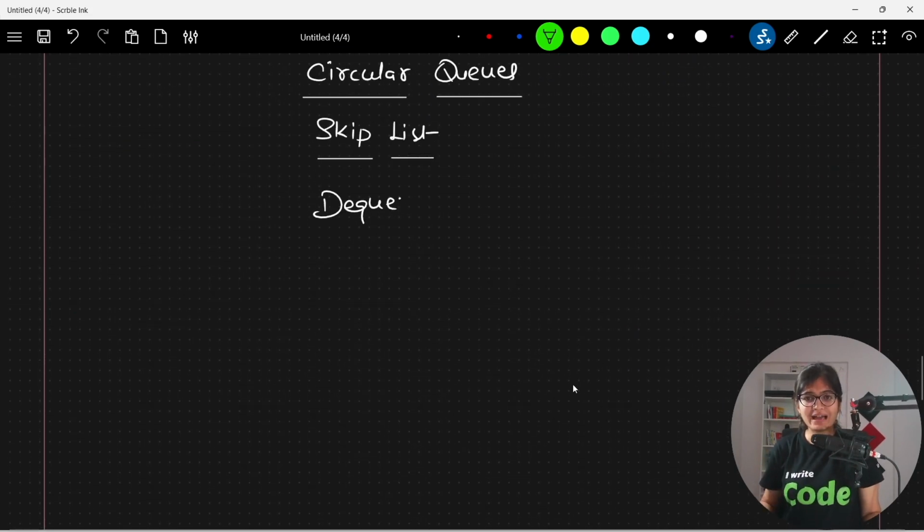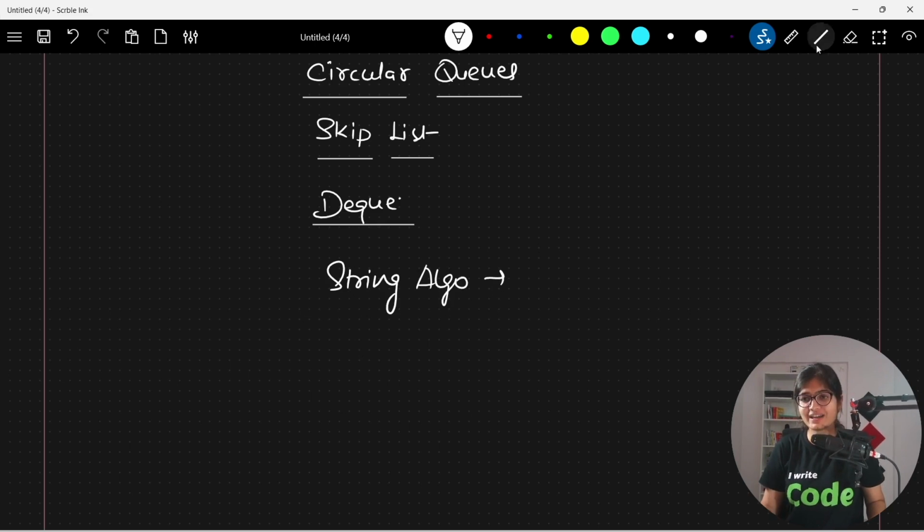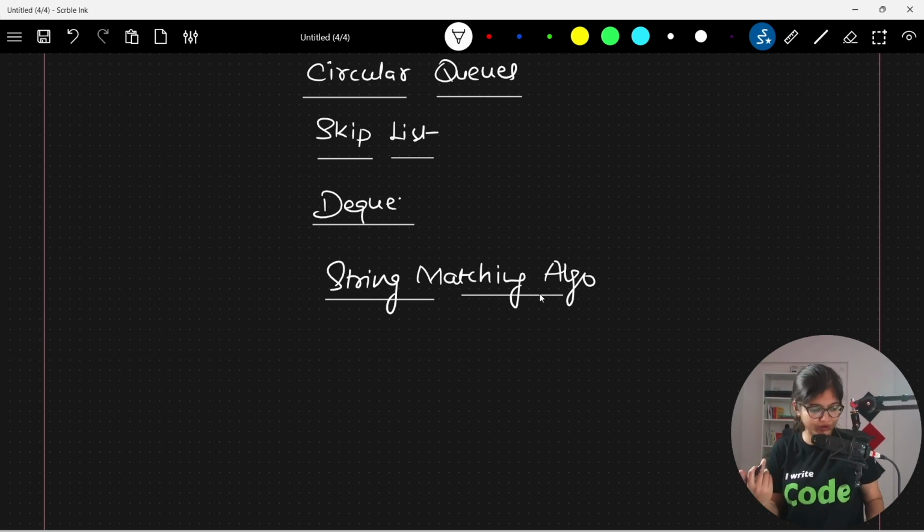Okay, apart from that, this DQ is done. Apart from that, there are string-based algorithms, string matching algorithms I should say, where we have the KMP algorithm, right? So for all these algorithms, you can have a good grip over them.